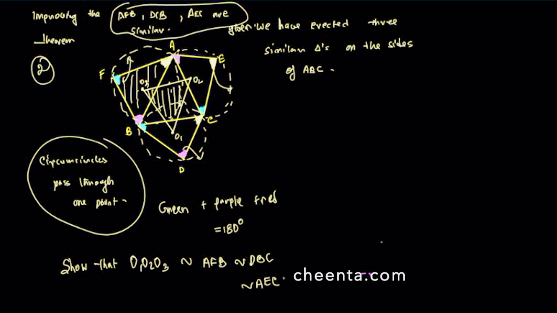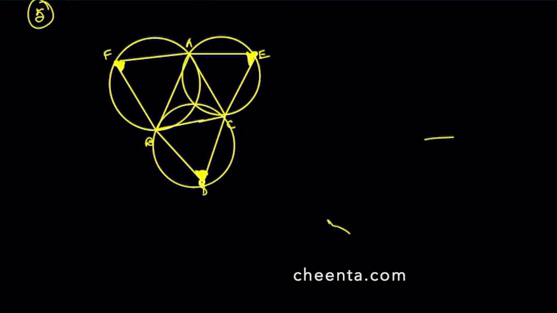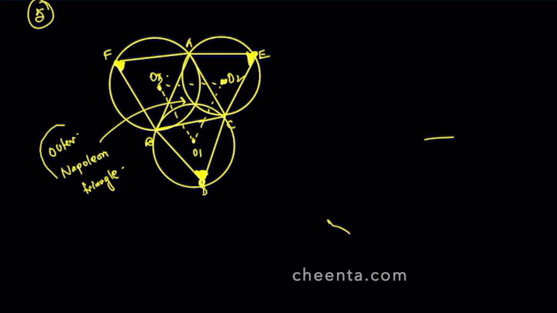In the special case where each of the triangles is equilateral, the circumcenters would create an equilateral triangle. And this is called the Napoleon Triangle, or sort of the outer Napoleon Triangle. There is the inner Napoleon Triangle that we can talk about, but this one is the outer Napoleon Triangle.